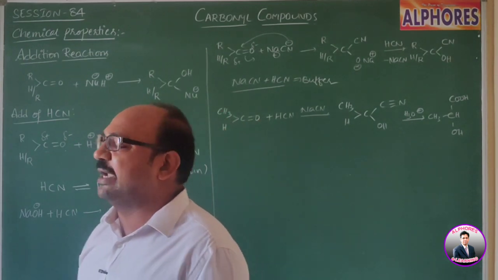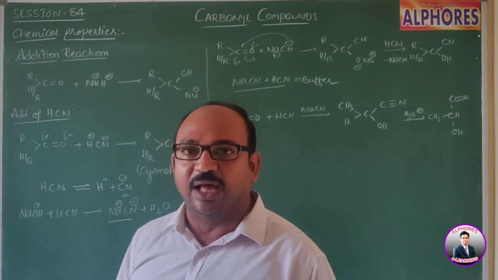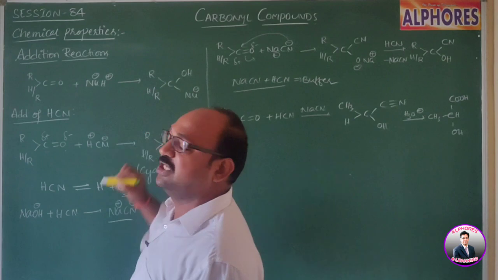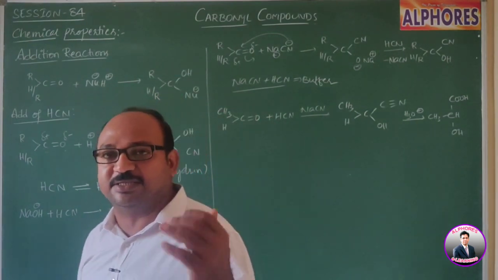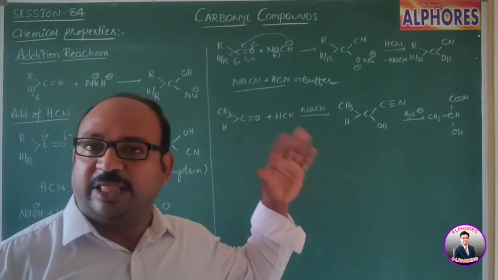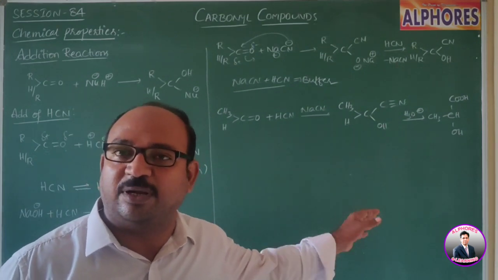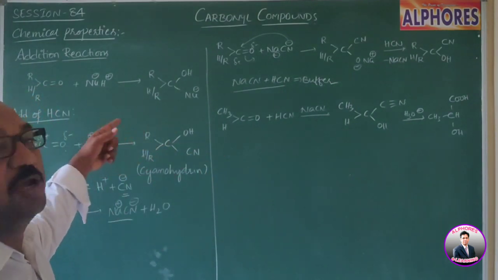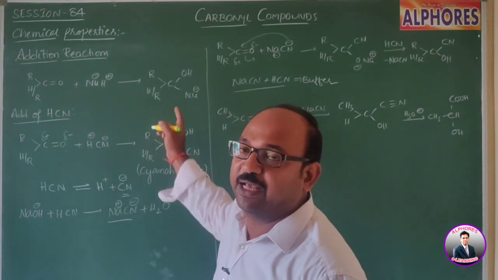The tendency of that CN minus to attack the carbonyl carbon is more for aldehydes rather than ketones. In case of aldehydes, one R and one H, whereas in ketones, both are alkyl groups. As we already discussed in steric factors, because of two alkyl groups, what happened? They compensate the positive charge which formed upon the carbonyl carbon, and because of steric hindrance also, the CN minus may not approach the carbonyl carbon.